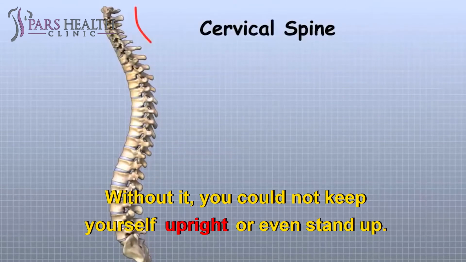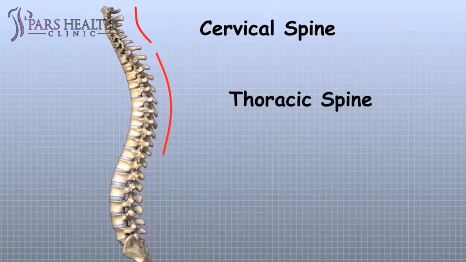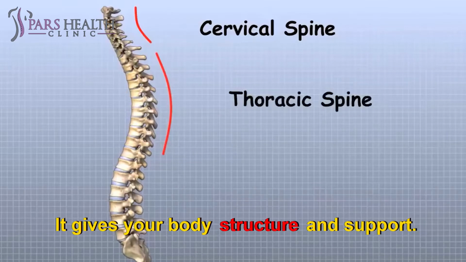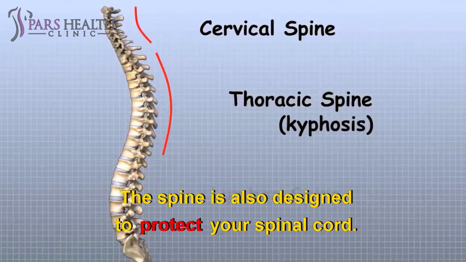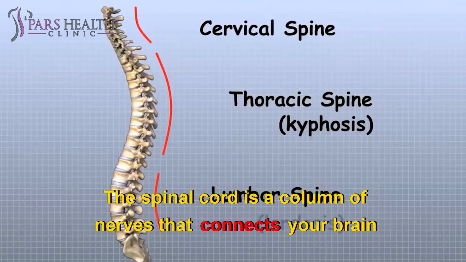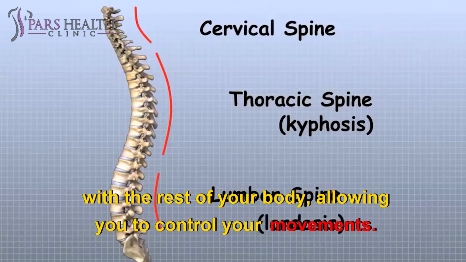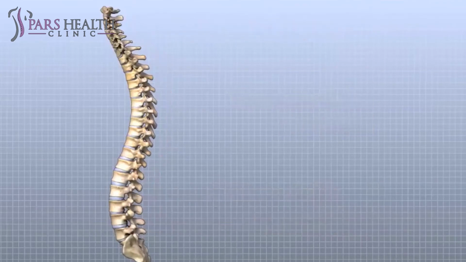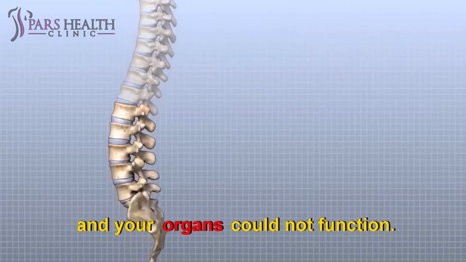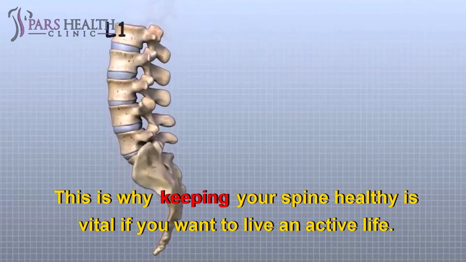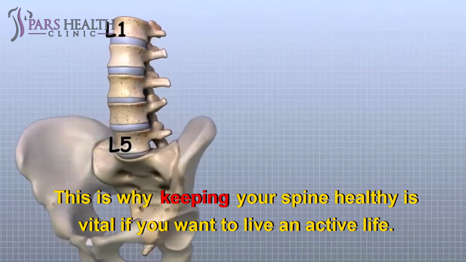The spine is one of the most important parts of your body. Without it, you could not keep yourself upright or even stand up. It gives your body structure and support. It allows you to move about freely and bend with flexibility. The spine is also designed to protect your spinal cord. The spinal cord is a column of nerves that connects your brain with the rest of your body, allowing you to control your movements. Without a spinal cord, you could not move any part of your body, and your organs could not function. This is why keeping your spine healthy is vital if you want to live an active life.